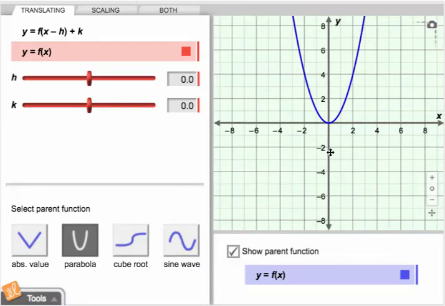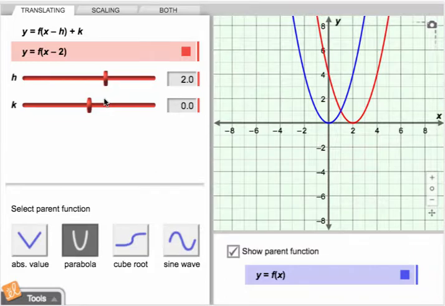Here we can see the basic parent function of a quadratic function, a parabola, the U shape, and we're going to see how the value of h, the value inside the parentheses, moves this parabola either to the right or to the left. So I'm going to play around with this bar right here, and we're going to see what happens to my function in blue. So I made the value of h 2.